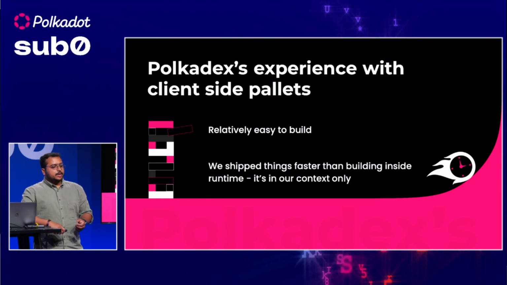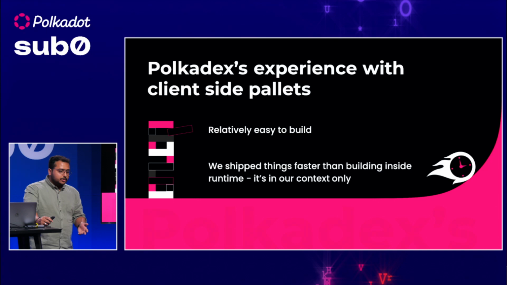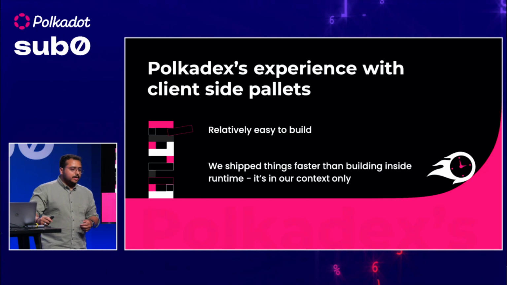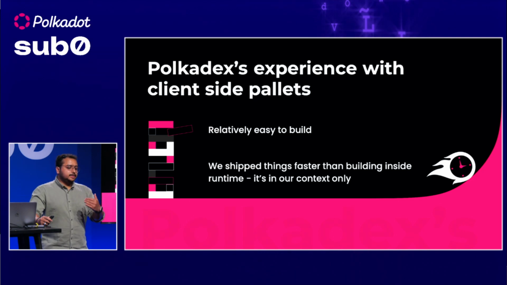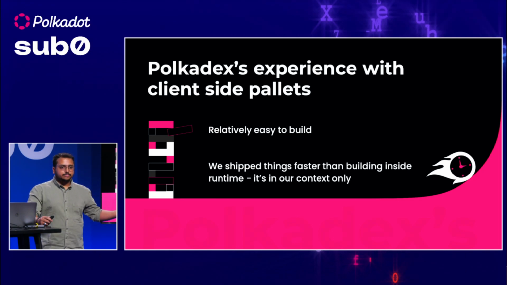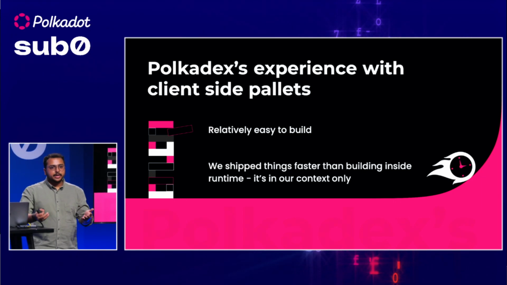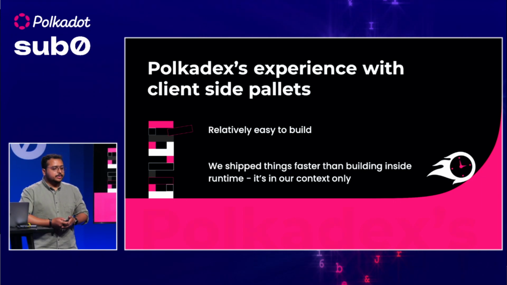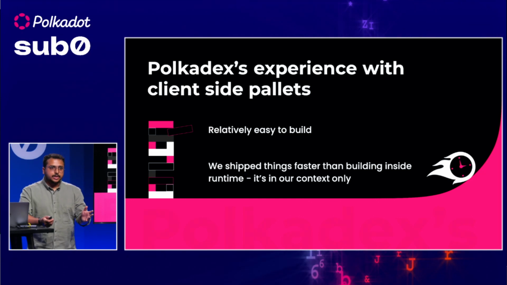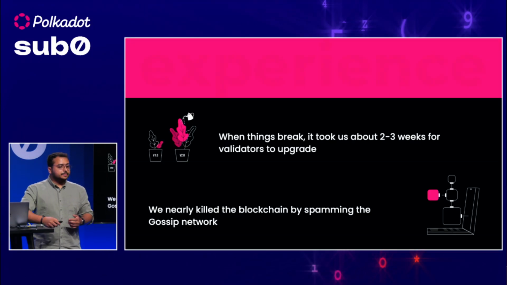So, talking about our experience, it was relatively easy to build, as we mentioned, and we shipped things faster. But again, we ship things faster, but if something happens, then it takes 3 to 4 weeks for the community to upgrade to the new binary. So it was painfully slow, and during that time, you are exposed to that particular bug or whatever the problem is that you are trying to fix.